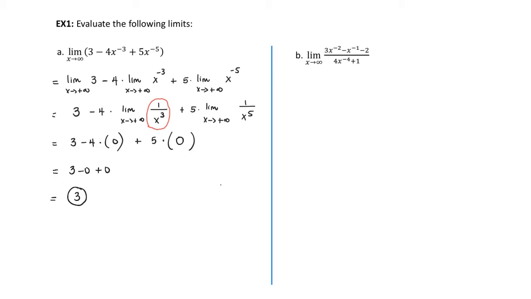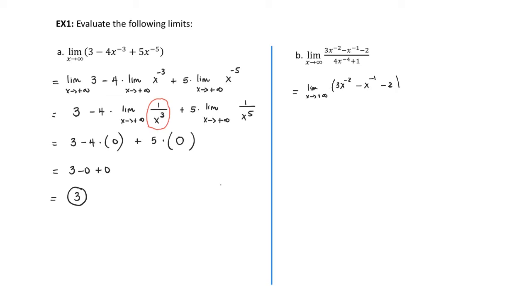In part B, I will do something very similar. I have a quotient, but I know that the limit of each of these functions exists. Same thing over here. According to my limit laws for limits at infinity, I can apply the limit to the numerator and to the denominator. So this will be equal to the limit as x approaches positive infinity of 3x to the negative 2 minus x to the negative 1 minus 2.